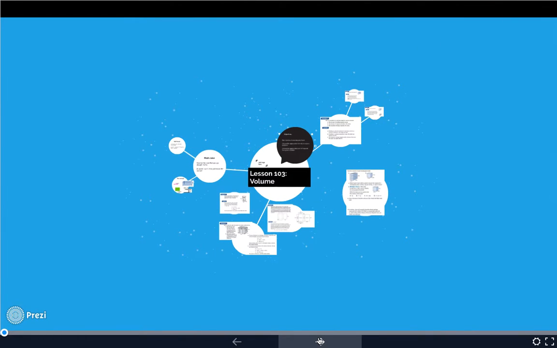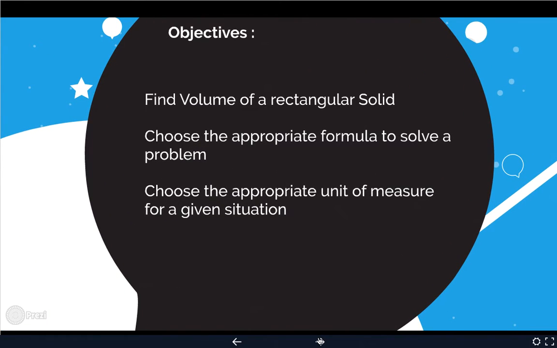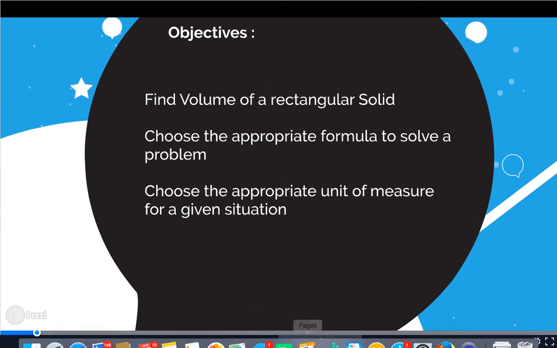We're on lesson 103, volume. Here are your objectives for today: to find the volume of a rectangular solid, to choose the appropriate formula to solve the problem, and to choose the appropriate unit of measure for a given situation.